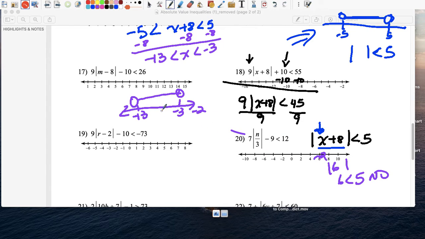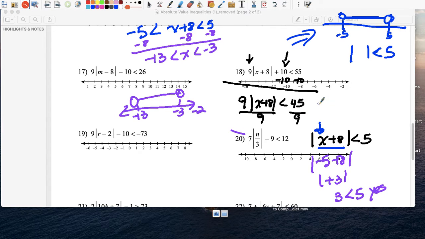So let's pick a number inside, between negative 13 and negative 3. Let's pick negative 5. So I get negative 5 plus 8. Sorry, negative 5 plus 8 is 3. The absolute value of 3 is just 3, and is 3 less than 5? Yes, it is.